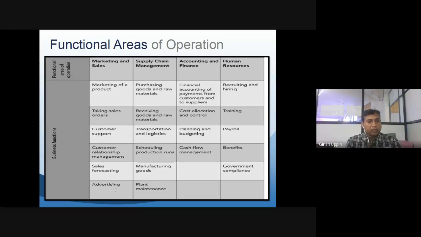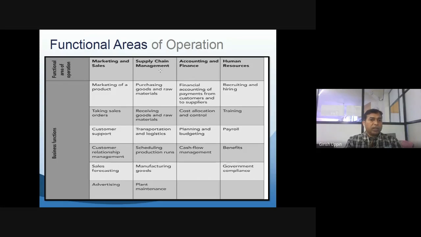Advertising, as you know, is making people aware about the product. There are different forms of advertising. You can put advertising in the social media, advertising in the press, advertising in the internet, advertising in TV or cinema halls. There are many ways of advertising.